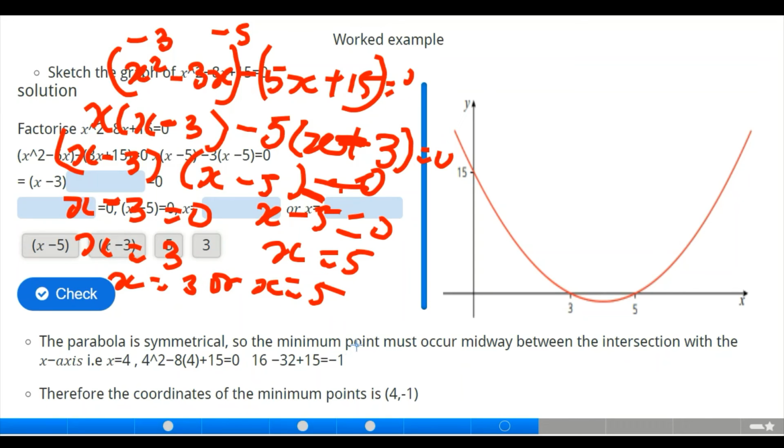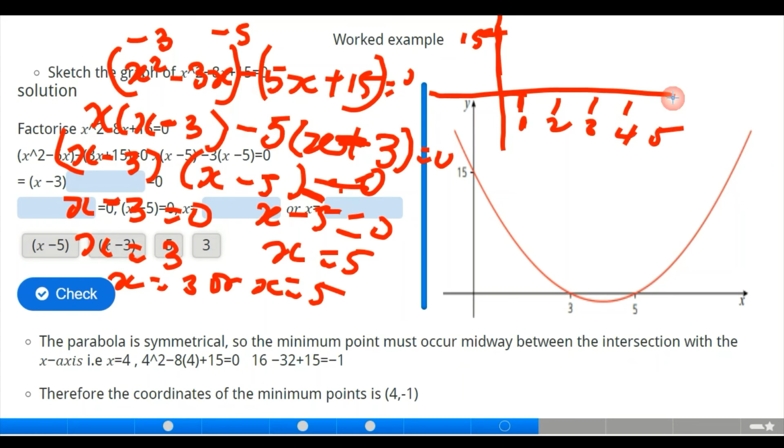Now, the next thing we have to do is calculate the minimum point. How do you calculate the minimum point? After you sketch your graph, you look at the midpoint of the values on the x axis. Now, let's sketch our graph. We have something like this. The highest value that we can have for y is what? 15. We have x to be 1, 2, 3, 4, 5, and 6.